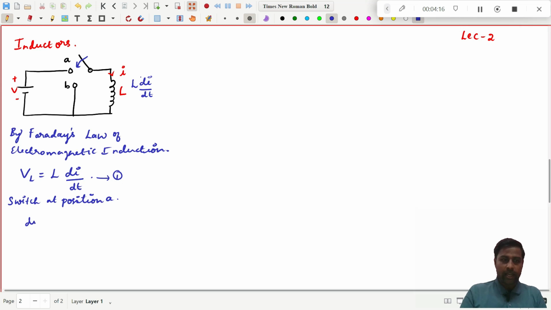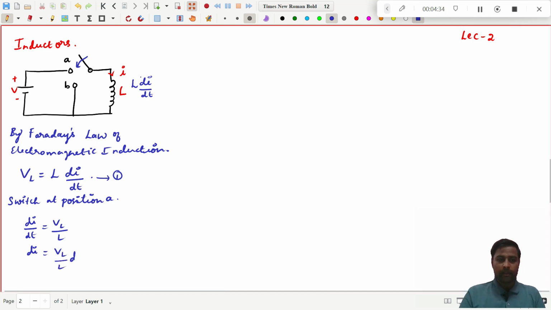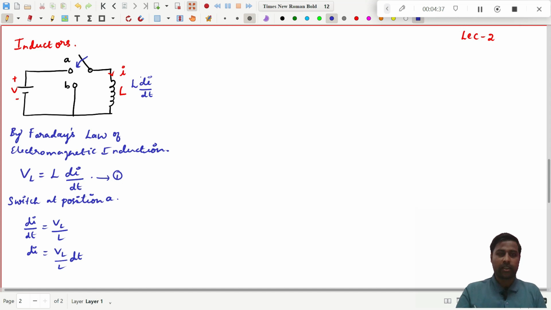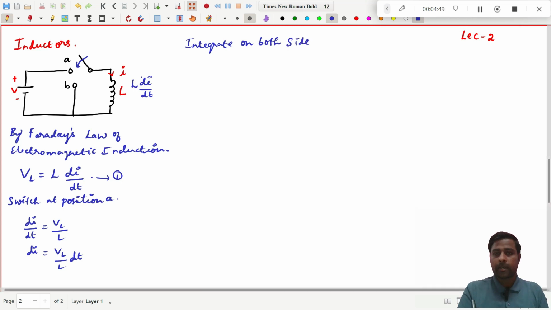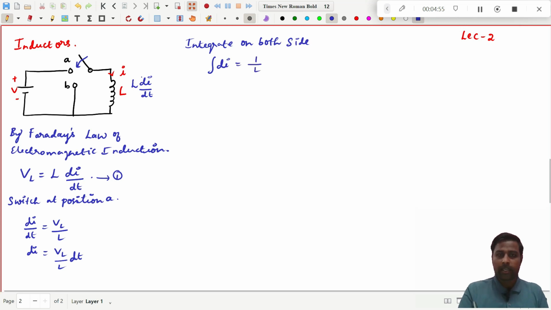For that, I will keep di by dt on one side, which equals V_L divided by L. You see here, this dt can be brought to the right hand side, so di equals V_L by L into dt. I can write the expression like this. If I integrate on both sides, the integration of di will be equal to 1 by L integration of V_L into dt.